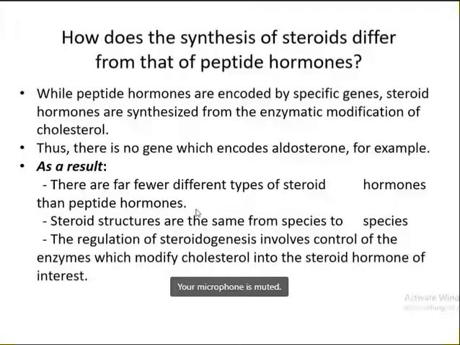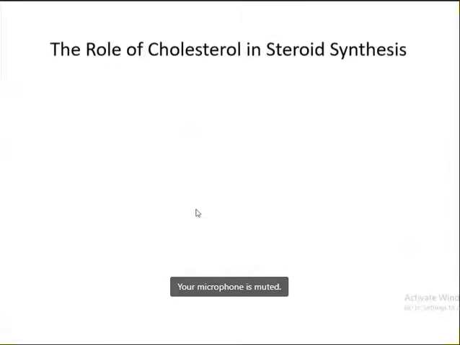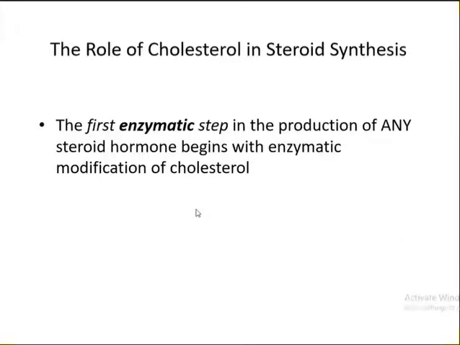The role of cholesterol in steroid synthesis. The first enzymatic step in the production of any steroid hormone begins with the enzymatic modification of cholesterol. Okay, this is true whether it is in the sex hormones, the glucocorticoids, or the mineralocorticoids.